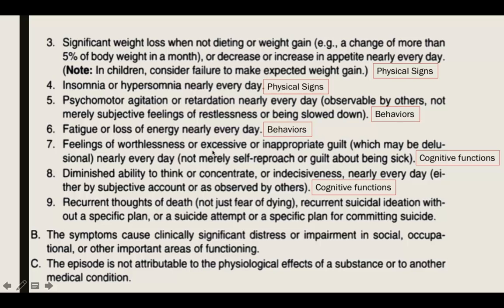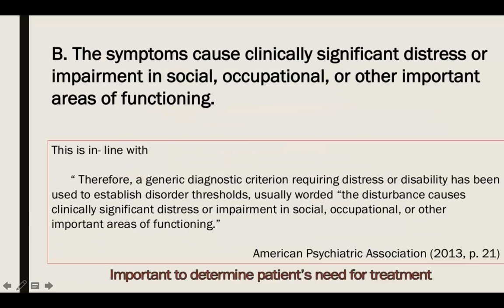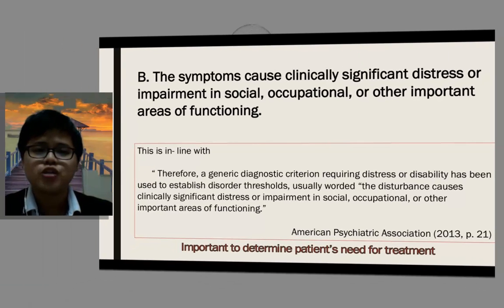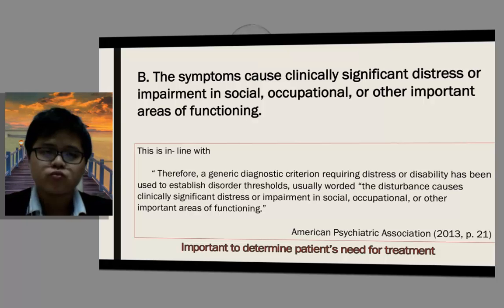Feelings of worthlessness or excessive or inappropriate guilt, cognitive functions. Diminished ability to think or concentrate. Recurrent thoughts of death also refer to the cognitive functions. Next, the criteria set also includes this: the symptoms cause clinically significant distress or impairment in social, occupational, or other important areas of functioning. This criterion is very important because it's essential to determine the patient's need for treatment. If the symptoms do not cause clinically significant distress or impairment in major areas of functioning, the client might not need the diagnosis, as he or she might not need treatment either.